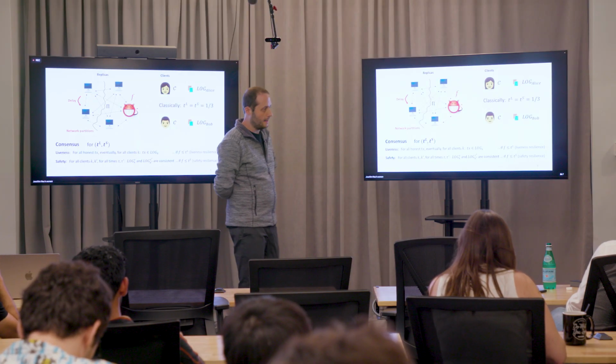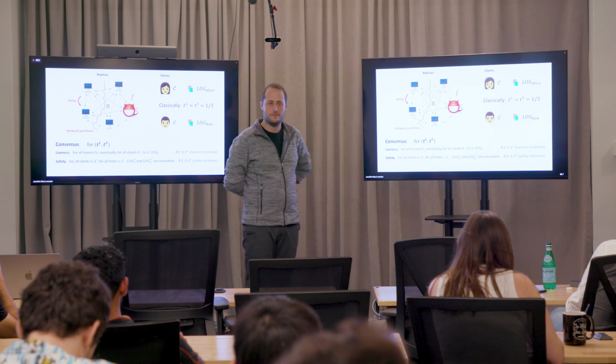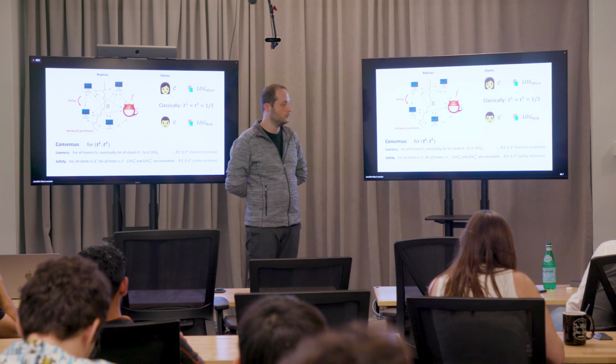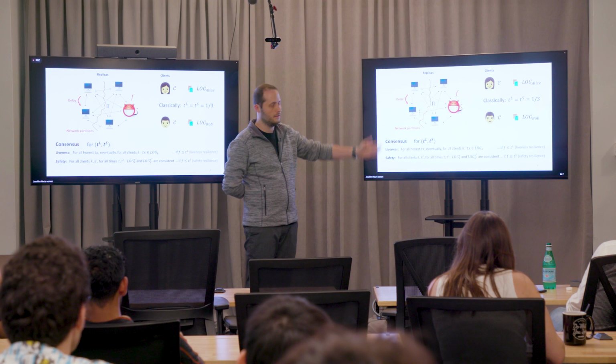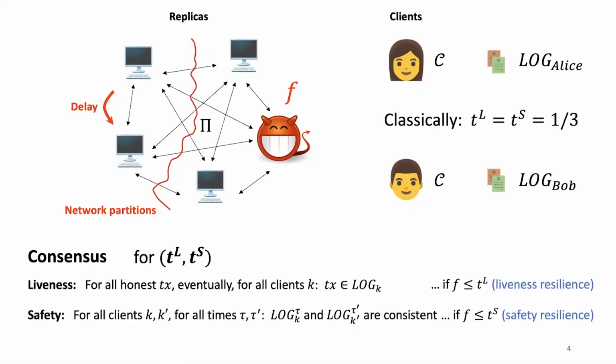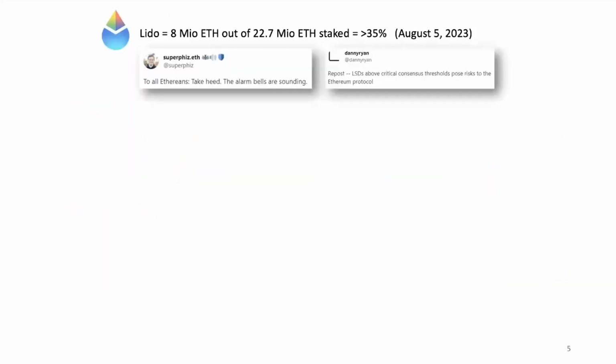Okay. And classically, the protocols you probably have seen a few in the past few weeks. Classically, the protocols are parameterized such that the liveness and safety resilience is 1/3. All right, so that's the setting. Now, 1/3, is that good enough? And these are the numbers from a few days ago, right?